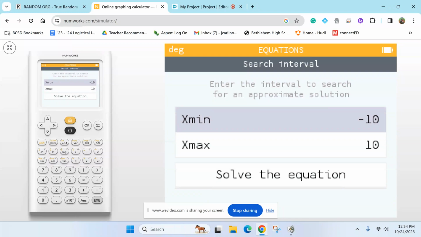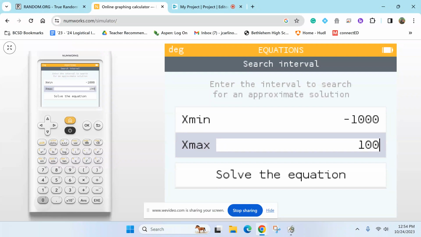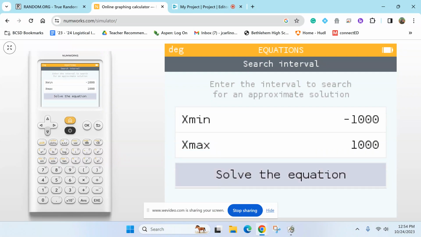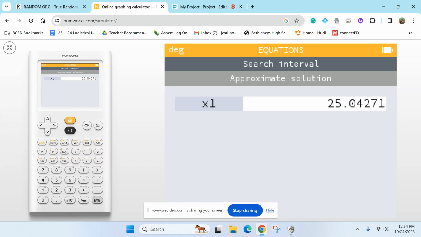So I just want to get totally ridiculous here, and let's just go so we don't have to worry about it. Negative 1,000 to 1,000. I'm hoping none of our answers are bigger or smaller than that. And now solve the equation, and look at that. Okay, so round it to the nearest tenth. What am I looking at? 25.0.